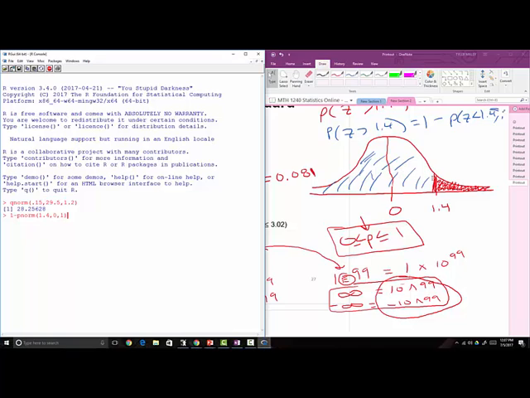So if I do 1 minus the area to the left, that will give me what's left over, which is the area to the right. So if I do this, I still get 0.081, right? Which is what we've been getting each time, right?